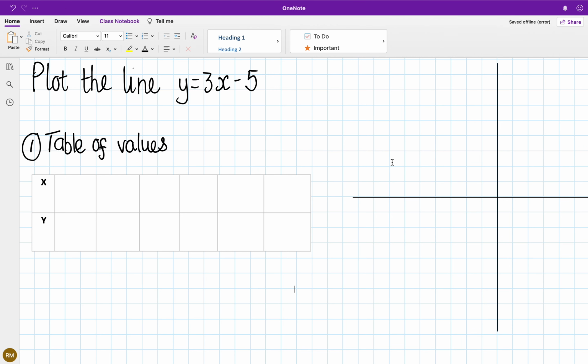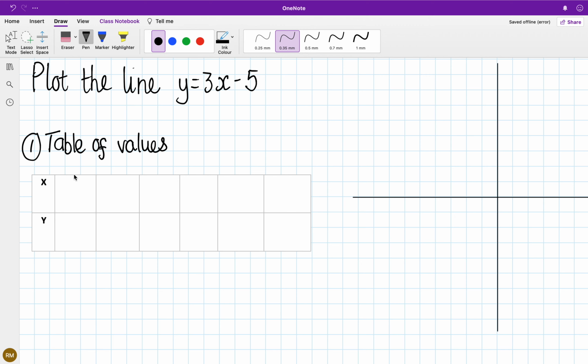In this video, I'm going to show you how to plot a straight line graph. The first thing you need is a table of values. I'm going to pick a range of x values, starting from -3 to 2. This is going to give me enough coordinates to be able to plot so I can see the shape of my line. Okay, so now I have my x values.